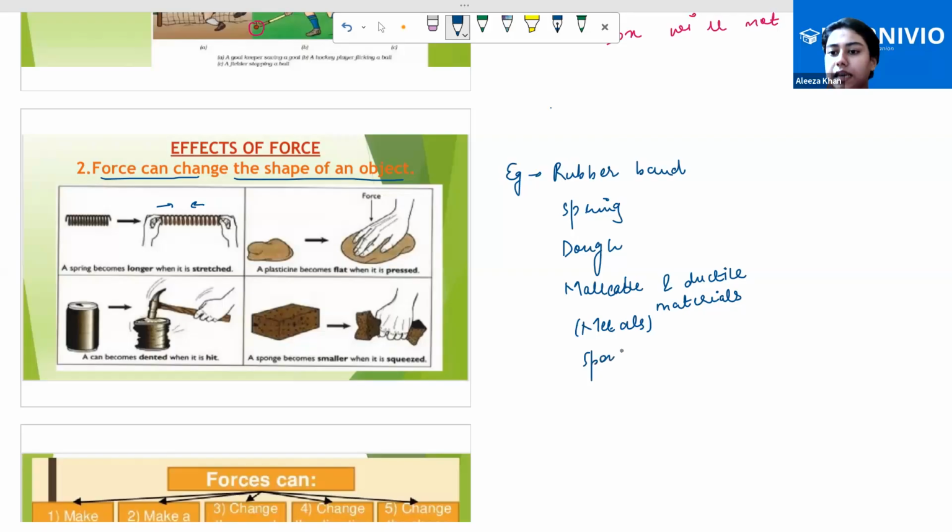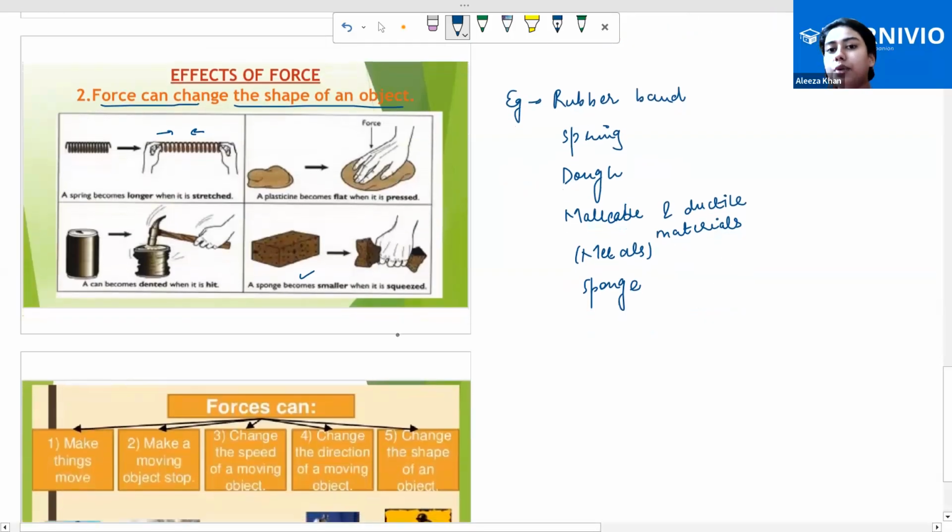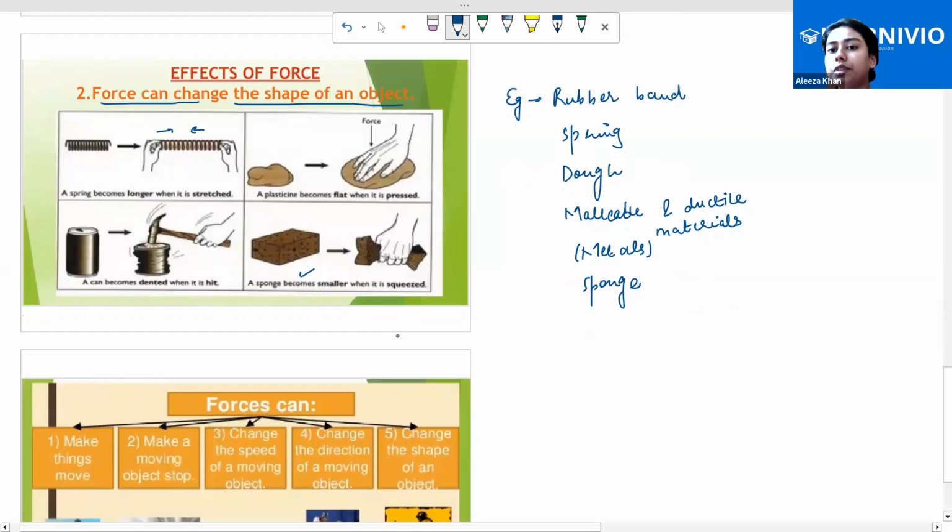What about the sponge? If you can see, a sponge has pores. Yes, ma'am. So if you compress that sponge, what will happen? It will get smaller. Yes, it will become smaller. It decompresses. Okay, fine. So this is how the force is changing the shape.